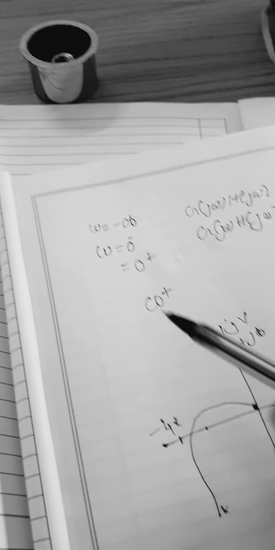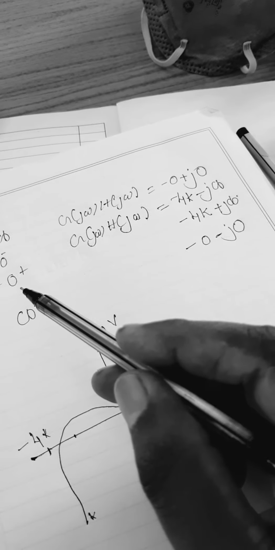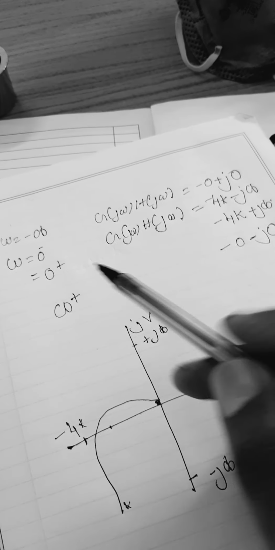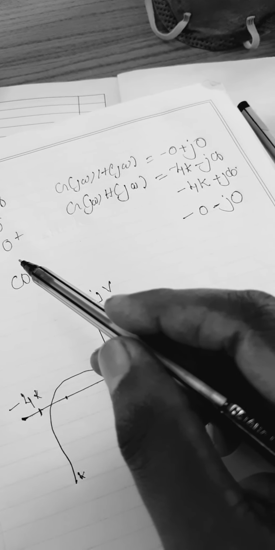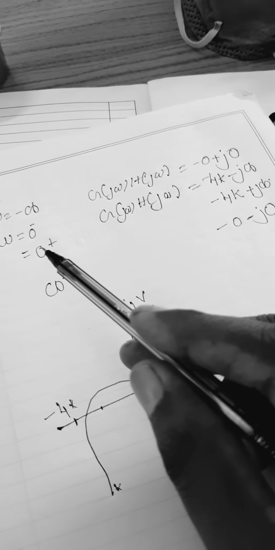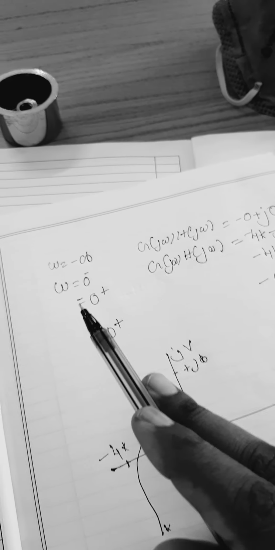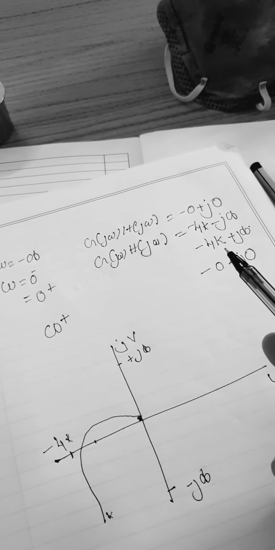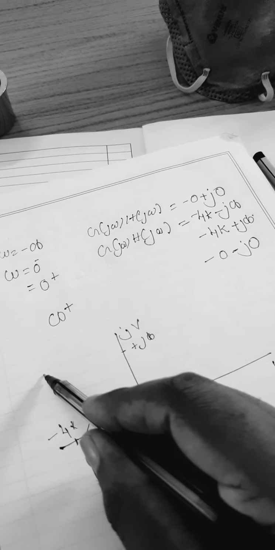Now after that we will see about 0 plus. Going from 0 minus to 0 plus, we have to analyze the other term, that is epsilon e to the j theta. Then only we can draw it. Now when omega is equal to 0 plus, you are at minus 4k plus j0 here.